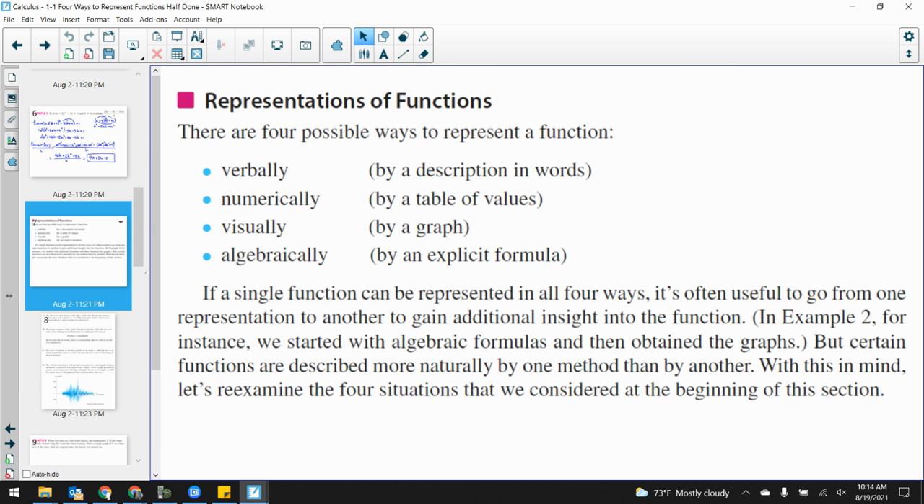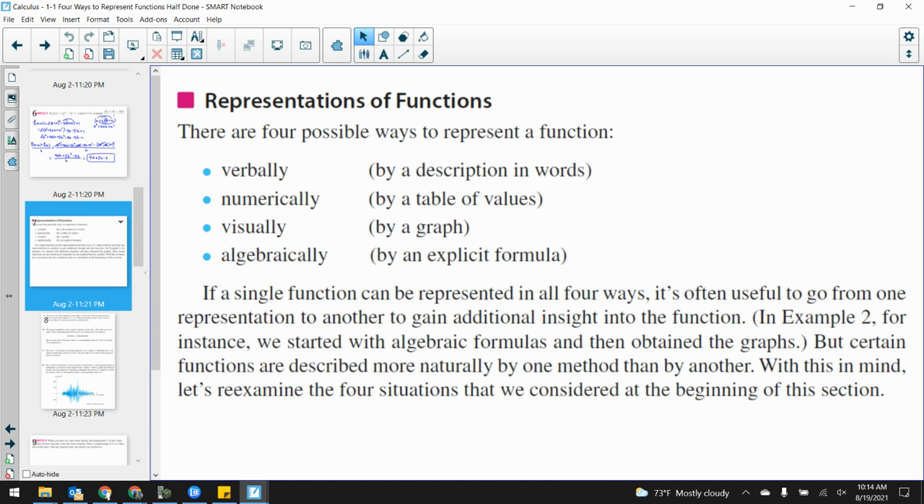Jumping back to ways to represent functions, there are really 4 possible ways to represent functions. We can talk about them verbally, numerically, visually, and algebraically. In other words, description in words, description in tables, by a graph, or by an explicit formula.